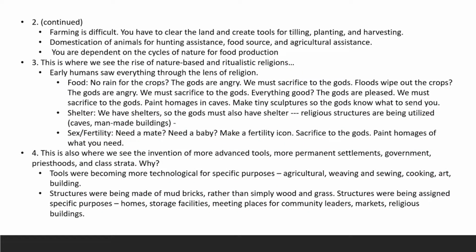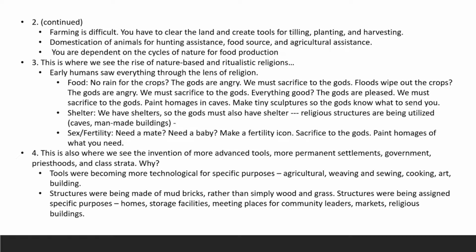Now, farming is difficult. You have to clear the land and create tools for tilling, planting, and harvesting. The domestication of animals was for hunting assistance, food sources, and also agricultural assistance, hauling the crops, plowing the land. You are dependent on the cycles of nature for food production. And this is where we see the rise of nature-based and ritualistic religions.